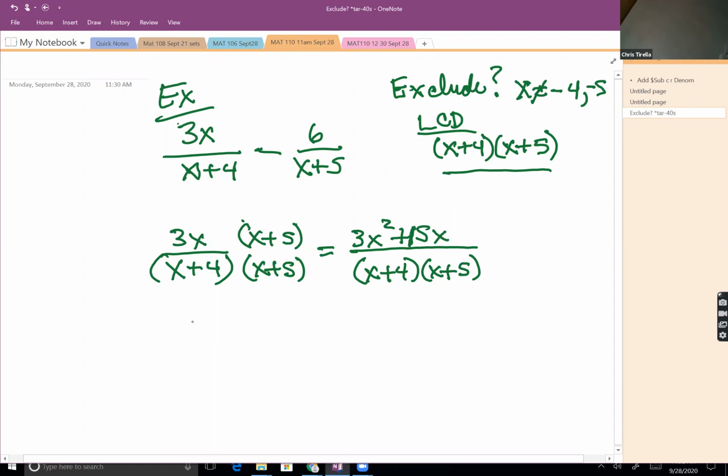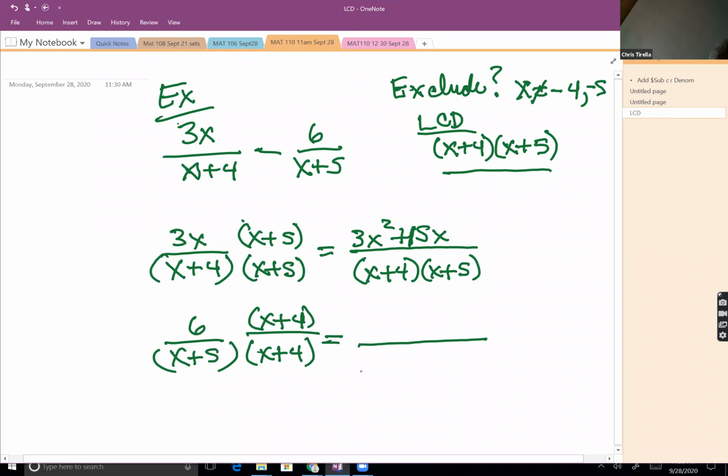Next one, we have 6 over x plus 5. That one's missing the factor of x plus 4. So we're going to have to multiply both numerator and denominator by x plus 4. I'm going to keep my denominator factored, but I must multiply the numerator out, giving me 6x plus 24.